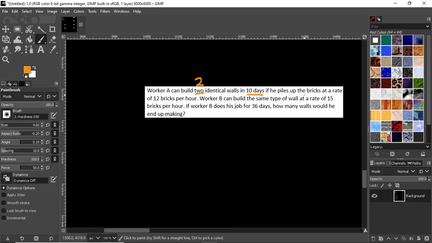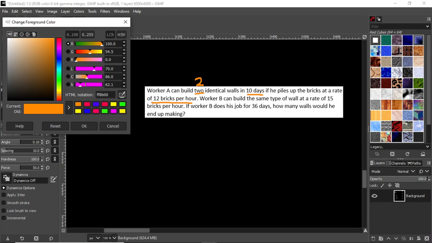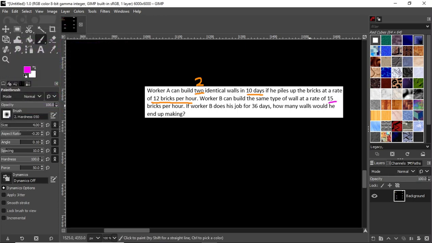If he piles up the bricks at a rate of 12 bricks per hour, that's his rate. Worker B can build the same type of wall at a rate of 15 bricks per hour. So 15 bricks per hour, that's worker B's rate.